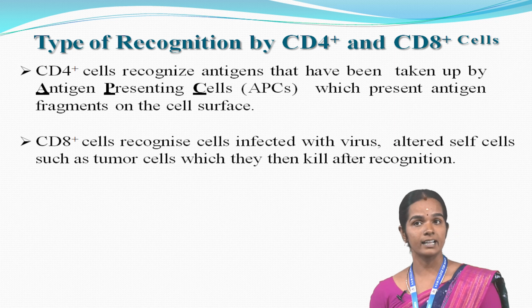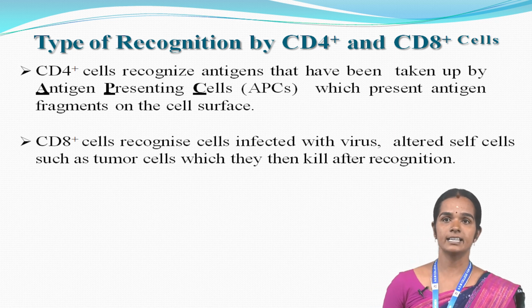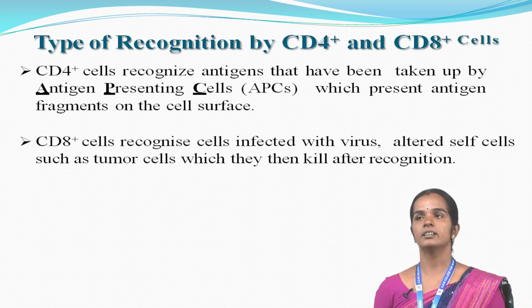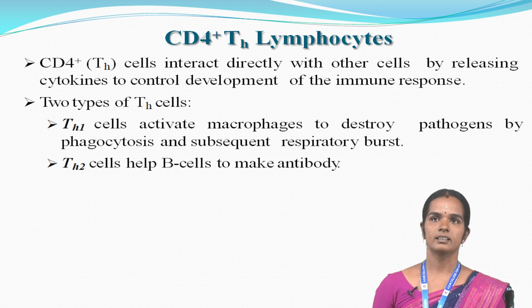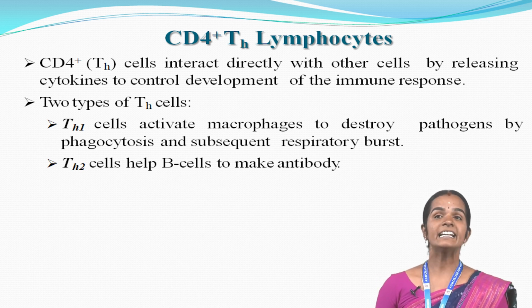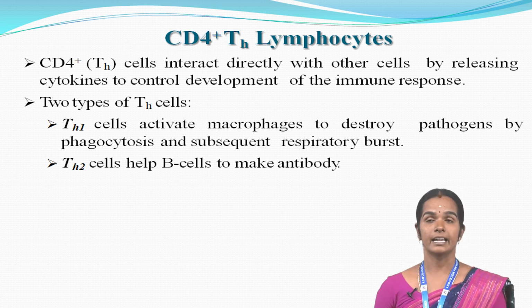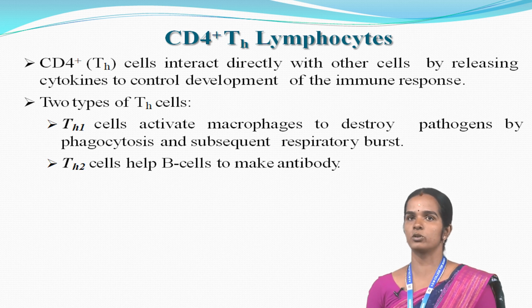CD8 plus cells recognize cells infected with virus and altered cells such as tumor cells, which they then kill after recognition. This is the CD4 plus T lymphocyte. This cell interacts directly with other cells by releasing cytokines to control development of the immune response.